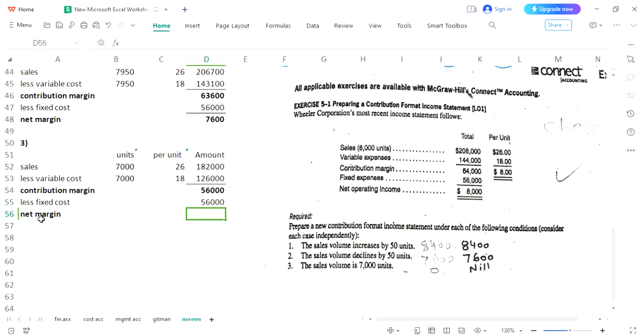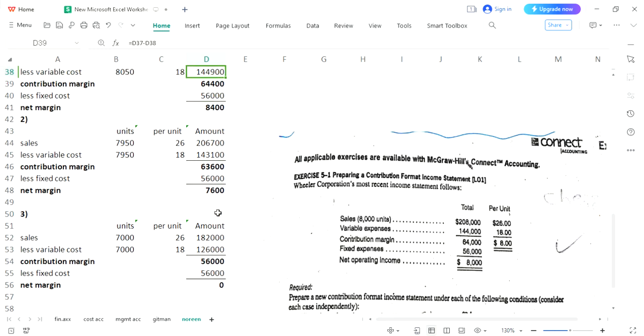Now it's time to calculate your net margin. How would you calculate? You will subtract your fixed cost from contribution margin. So let's calculate our net margin. Your contribution margin was 56,000 and you are supposed to subtract your fixed cost, which is also 56,000, and here your net margin has become 0.